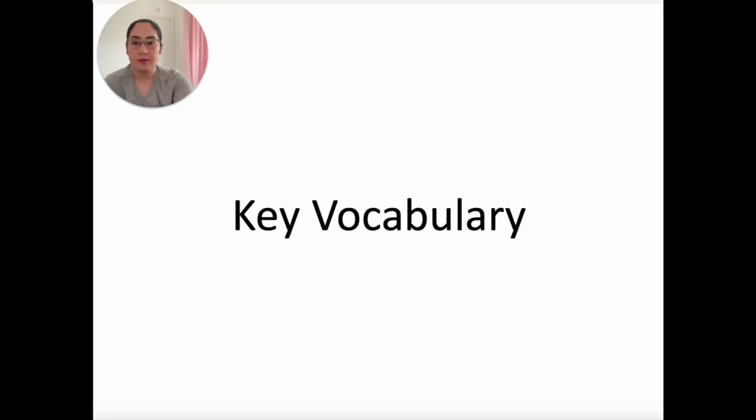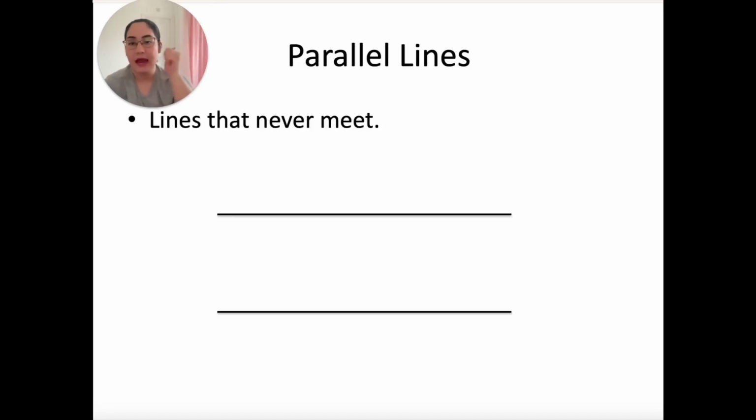Let's look at some key vocabulary to do with angles and parallel lines. Now, parallel lines are two straight lines, like this, that will never meet. The reason that they will never meet is because they're always going to be the same distance apart. So no matter how much you extend these two lines, they're never going to meet. And they're commonly identified by having arrows like this.